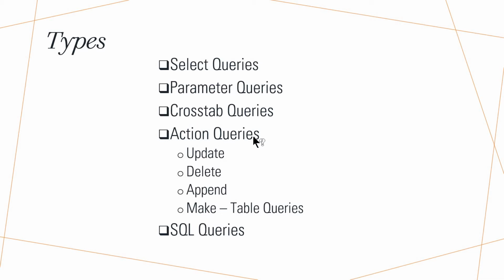The fourth one is action queries. An action query is a query which will make changes to, or move, many records in just one operation or a single operation. Under this, there are four available. The first one is update, the second one is delete, the third one is append, and the last one is make table queries.